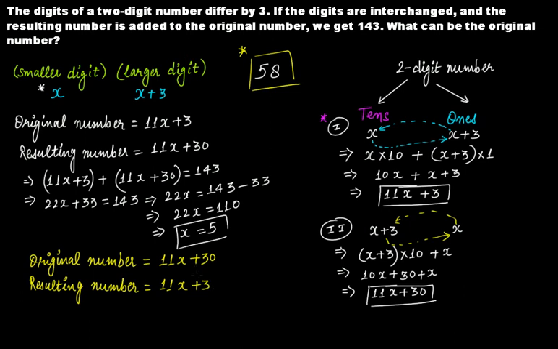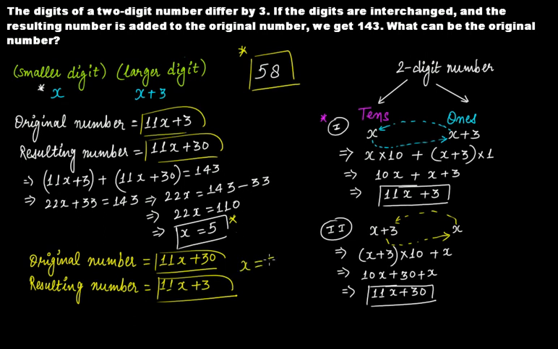Now when you add these two, the sum is actually equal to 143. When you solve for this x, don't you think that it's going to come exactly as this one, that is x equal to 5 only? Because we have the same expressions. 11x plus 30 was here, 11x plus 30 was here, 11x plus 3 is here, 11x plus 3 was here. If you add these two, you're getting 143. If you solve, you get x is equal to 5 only.